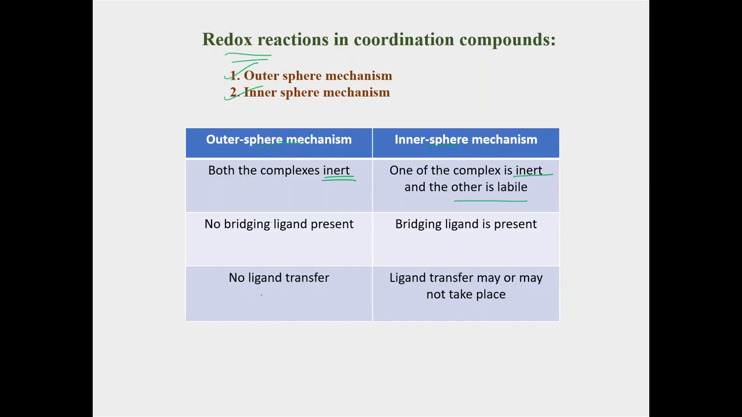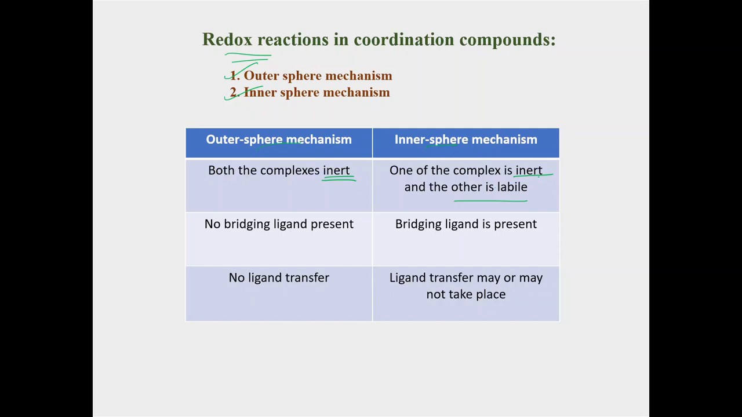And in outer sphere mechanism, we can't see any ligand transfer, whereas in inner sphere mechanism, ligand transfer may or may not take place. But if we observe any ligand transfer taking place, we can be sure from that that the redox reaction is going via inner sphere mechanism. Okay, so if ligand transfer is involved, that means this reaction is definitely taking place by inner sphere mechanism. So now here we mentioned in one point that both the complexes are inert, and in this one, one is inert, another is labile.